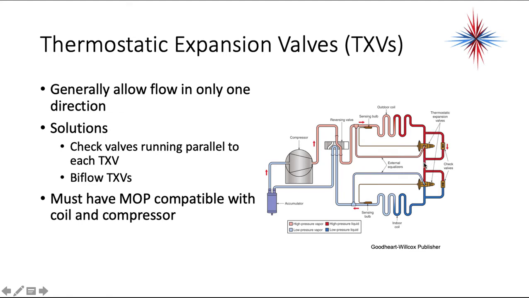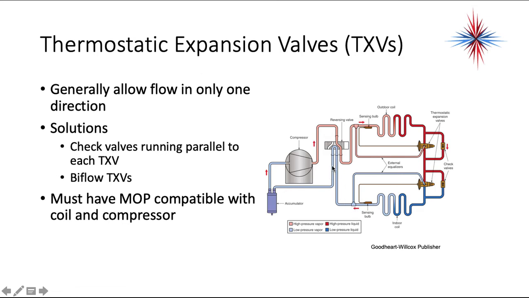It is then going to the liquid line, and since the check valve is blocking the flow, because the check valve only allows flow the other direction, it goes through the TXV to the indoor coil, which is acting as the evaporator, and it goes back through the system.